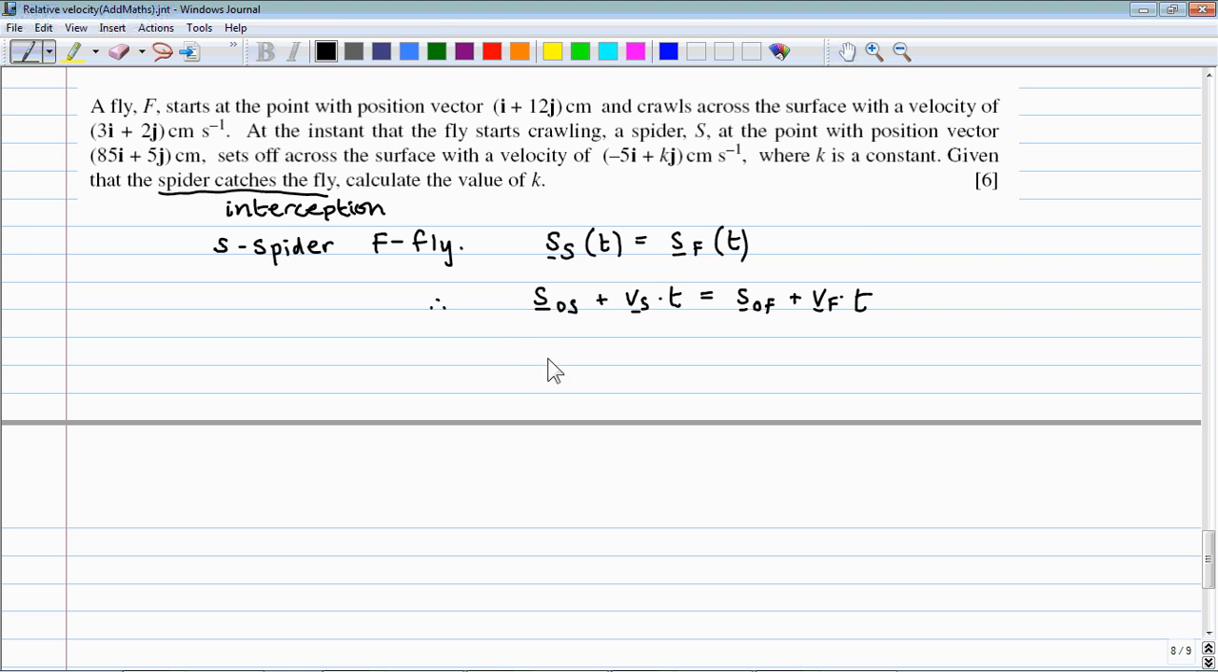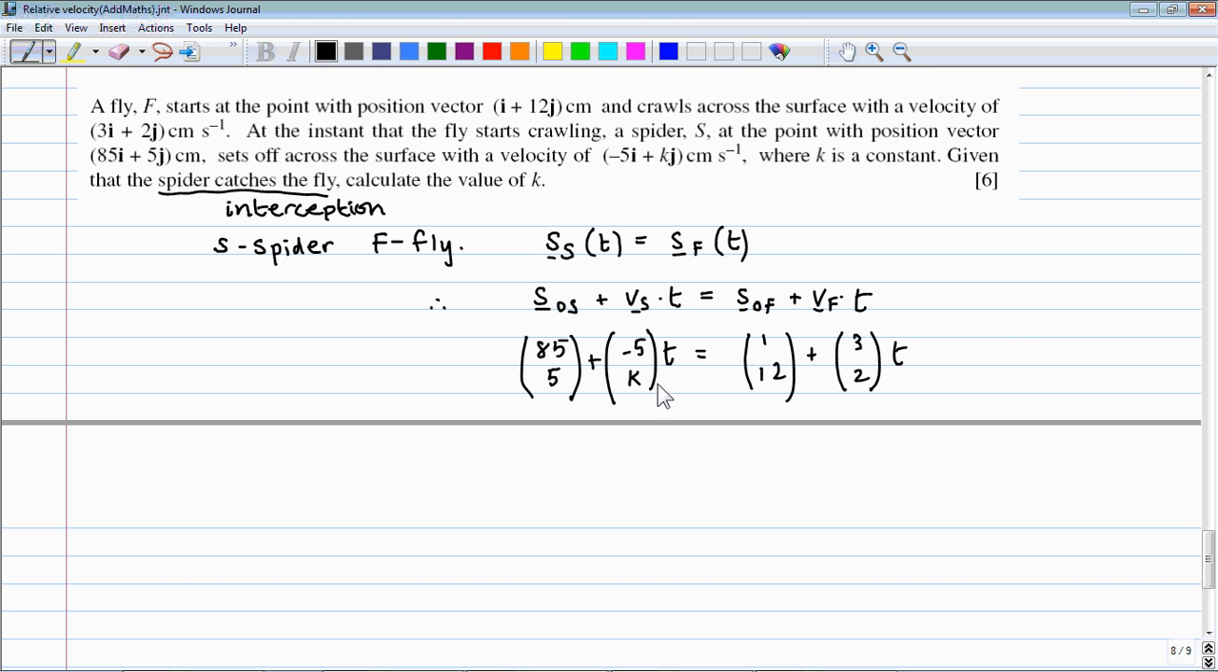So let's use column vectors because it's quicker. The start of the fly is (1, 12) and the velocity of the fly is (3, 2). That's the right hand side. For the spider we've got (85, 5) for the starting position, and velocity (-5, k), times t.